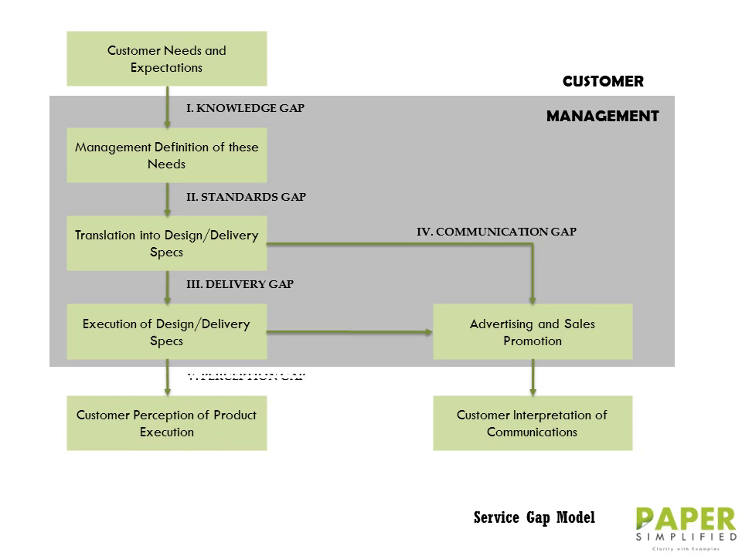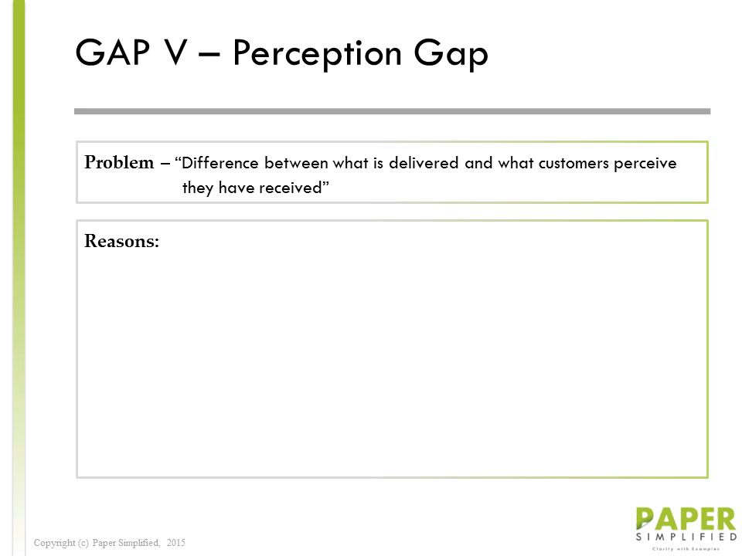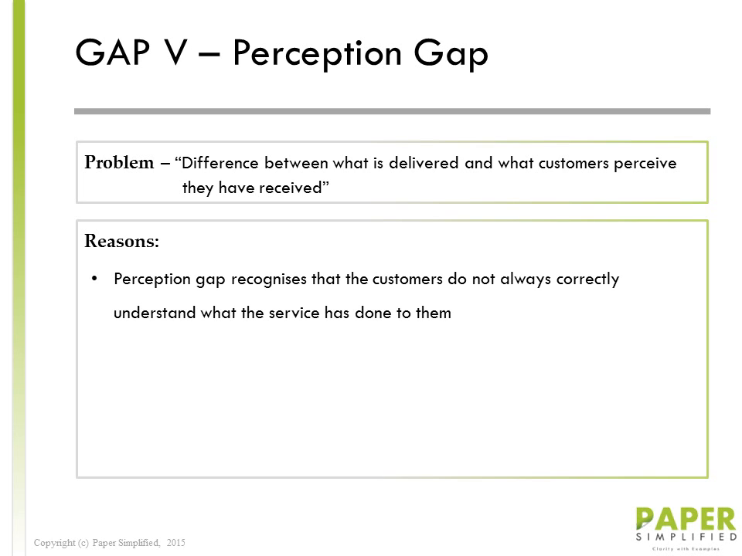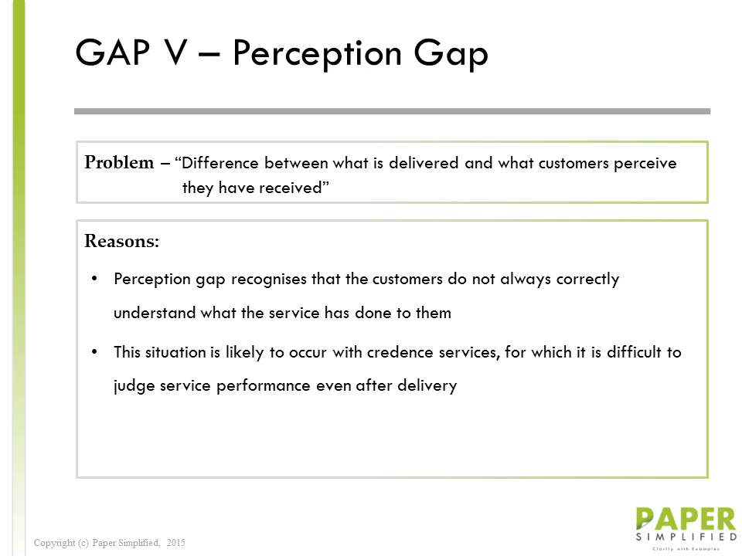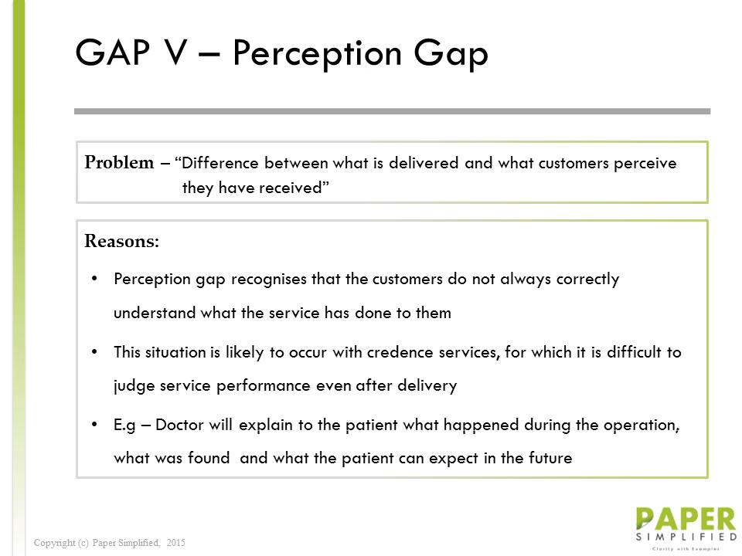The next gap is known as the perception gap. The perception gap is the difference between what is delivered and what the customers perceive they have received. Perception gap recognizes that the customers do not always correctly understand what service is done for them. This situation is likely to occur with services for which it is difficult to judge performance even after delivery. For instance, a doctor has to explain to the patient what happened during the operation, what was found, and what the patient can expect in the future.